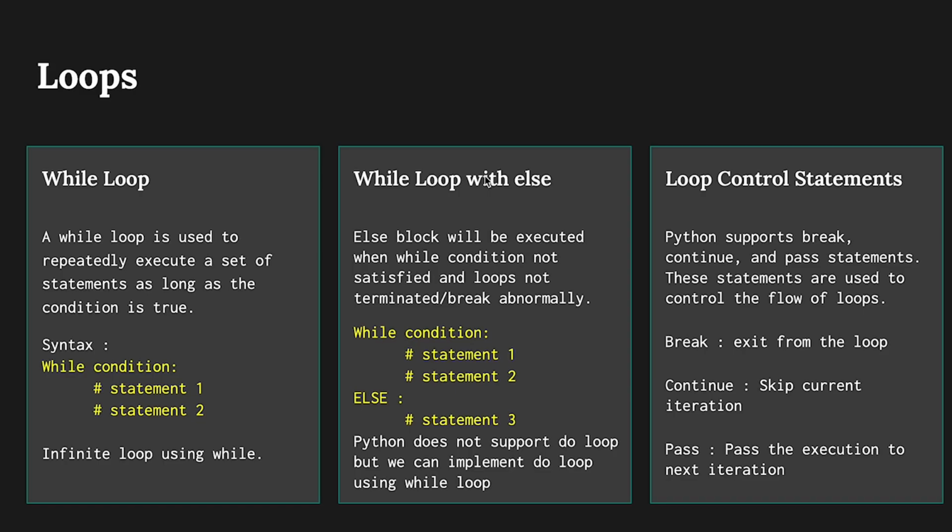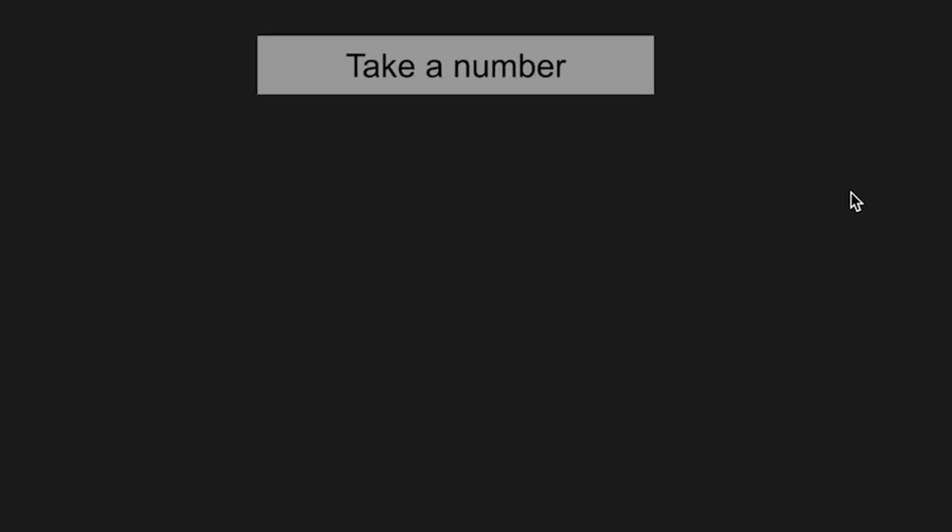Okay, so in this session we will focus on the while loop. Basically, a while loop is used to repeatedly execute a set of statements as long as the condition is true. Before starting with the while loop, we will understand why we need a loop and some theory about loops. Let's assume I have to check whether a given number is prime or not.